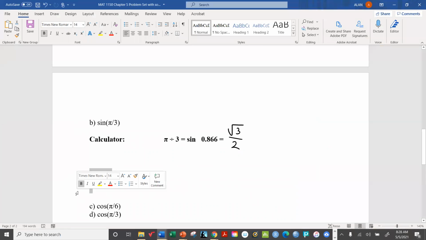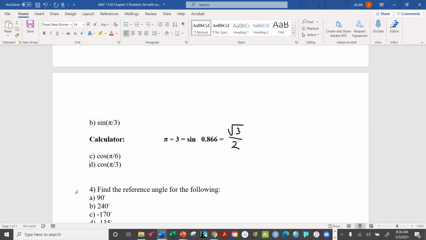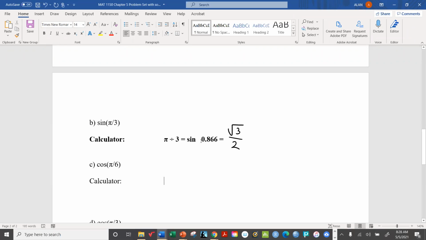All right, now, here's where it gets a little more interesting. Cosine. Well, no, not necessarily. Let's just try these. Because the calculator that you have does also include the cosine. So we'll have pi divided by 6, but then you'll type the cosine function of pi divided by 6, cosine.